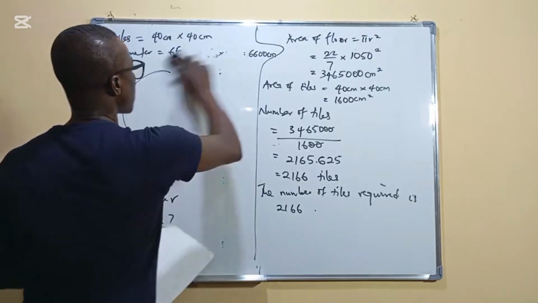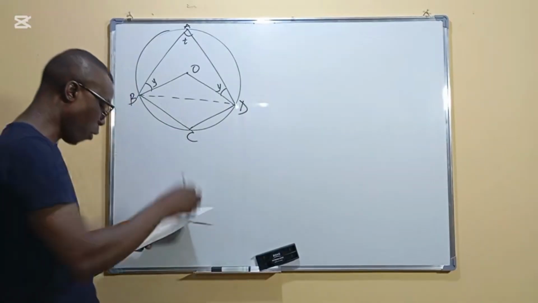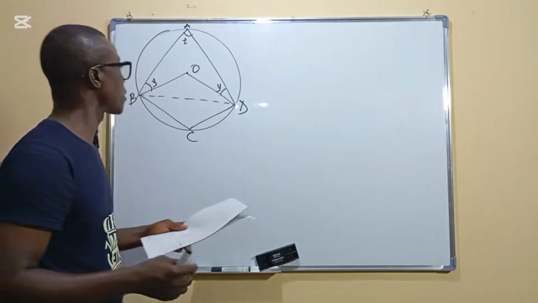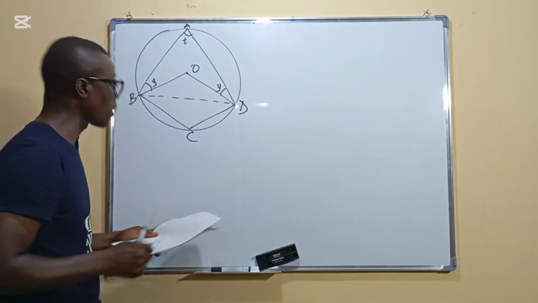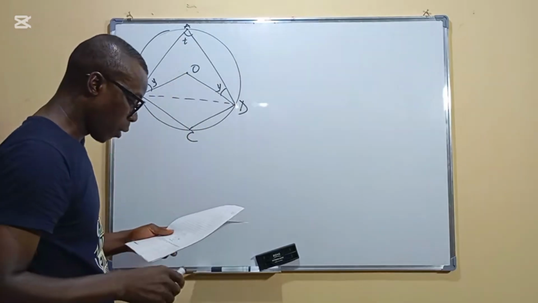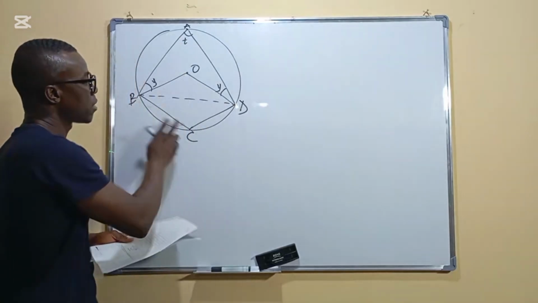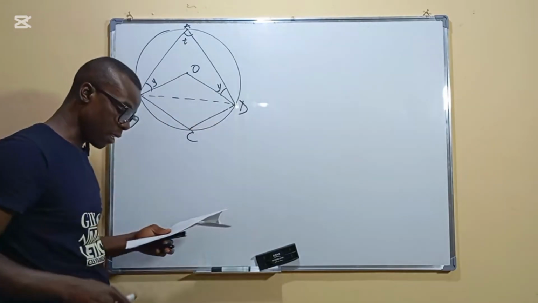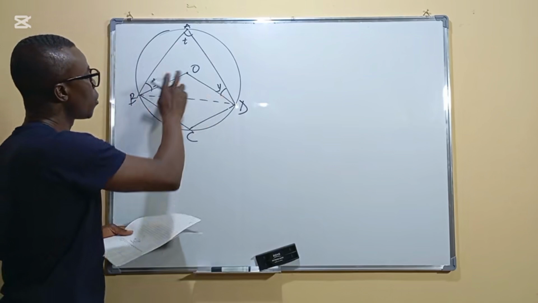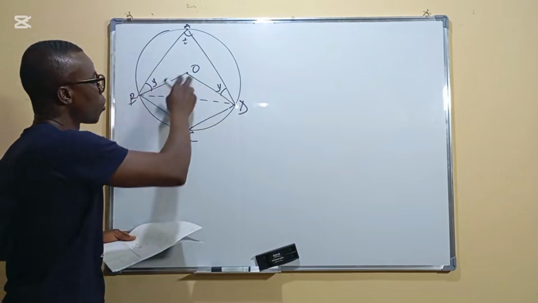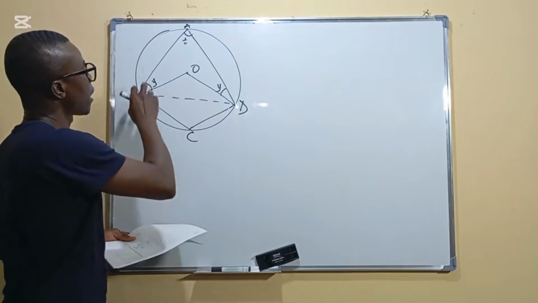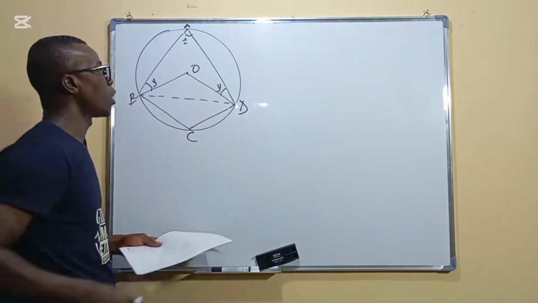We also go ahead to answer question 4 now. We have question 4 on the board. The question says that in the diagram, ABCD is a circle center O. The quadrilateral OBCD is a rhombus such that we have angle ADO to be Y and also angle ABO to be Y. And then we also have angle BAD to be equal to T.